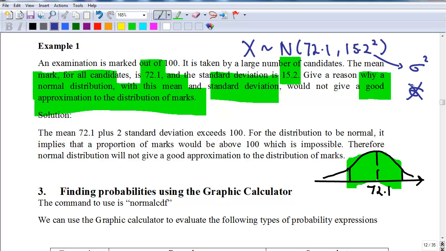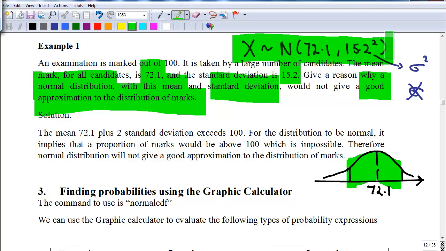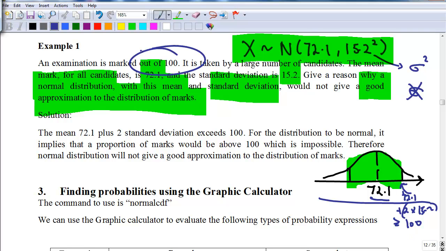Now going back to the question, if this is going to be a good approximation for the distribution of marks, then what does this mean? It means that I can draw a rough sketch here. I can draw a bell curve with mean 72.1, and if I look at mu plus 2 sigma and mu minus 2 sigma, in particular this endpoint, 72.1 plus 2 times 15.2, this number is going to exceed 100. If this number exceeds 100, we know this is impossible because the exam is marked out of 100 marks.